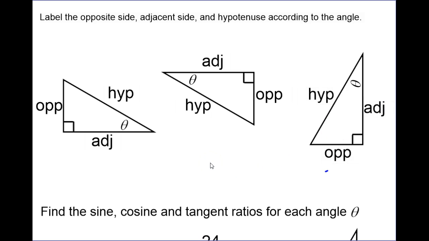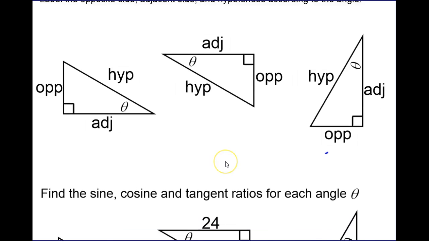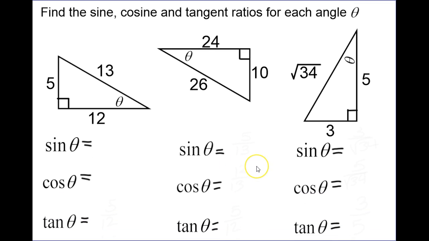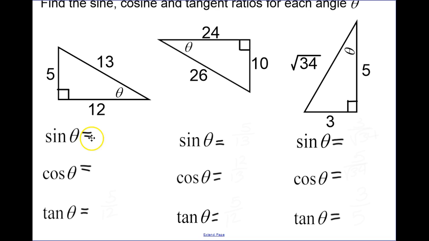So moving on, we're now going to use this vocabulary here to help us find the sine, cosine, and tangent ratios for each angle theta. We're going to do the example here on the left first. And so when I do this, I want to see if I can find sine of theta, which means I'm going to find the opposite side divided by the hypotenuse side. That means in this case the answer is going to be 5 over 13.